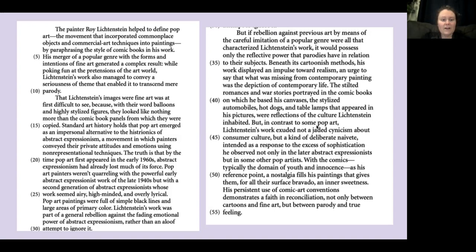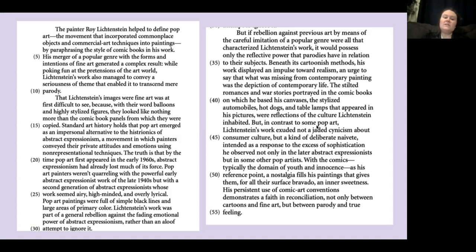That L's images were fine art was at first difficult to see, because with their word balloons and highly stylized figures, they looked like nothing more than the comic book panels from which they were copied. Standard art history holds that pop art emerged as an impersonal alternative to the histrionics of abstract expressionism. Ooh, that's a hard sentence. So our standard art history says that pop art came from an impersonal alternative to the histrionics of abstract expressionism, a movement in which painters conveyed their private attitudes and emotions using non-representative techniques.